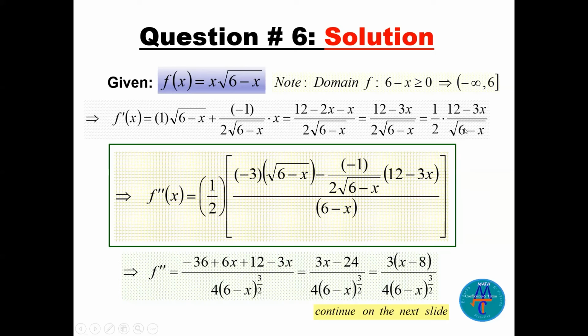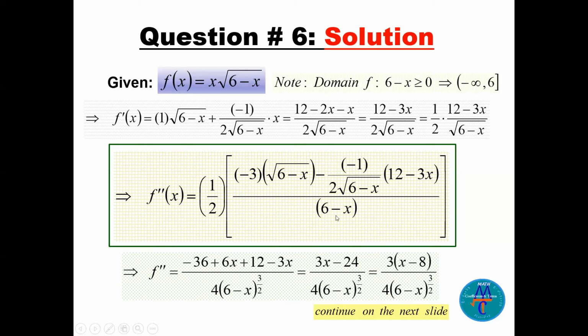So it will be u prime v minus v prime u divided by v squared. So minus 3 times this, minus the derivative of this, which will be minus 1 over 2 square root of 6 minus x, times 12 minus 3x, divided by all this squared. Now here you have to be careful. In the numerator, we find the LCD. We multiply 2 square root of 6 minus x by this. Minus times minus becomes plus. And this will be the reciprocal, 1 over that. So it will be 6 minus x to the power 3 over 2.